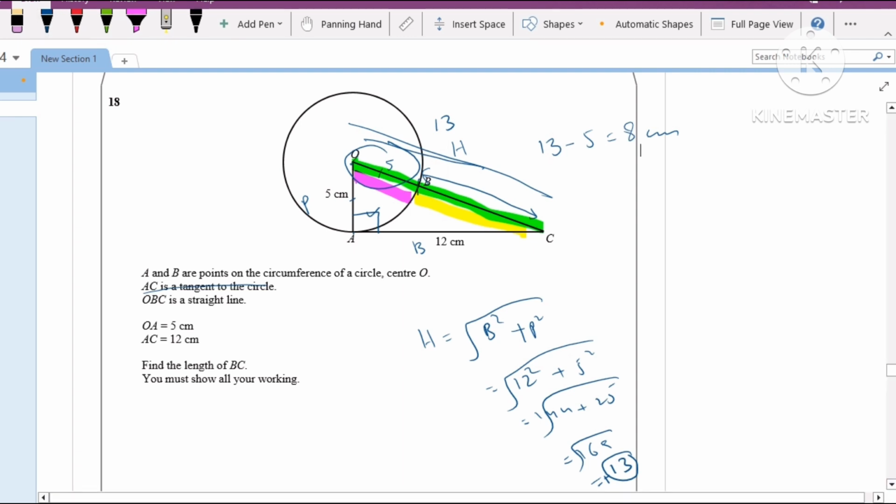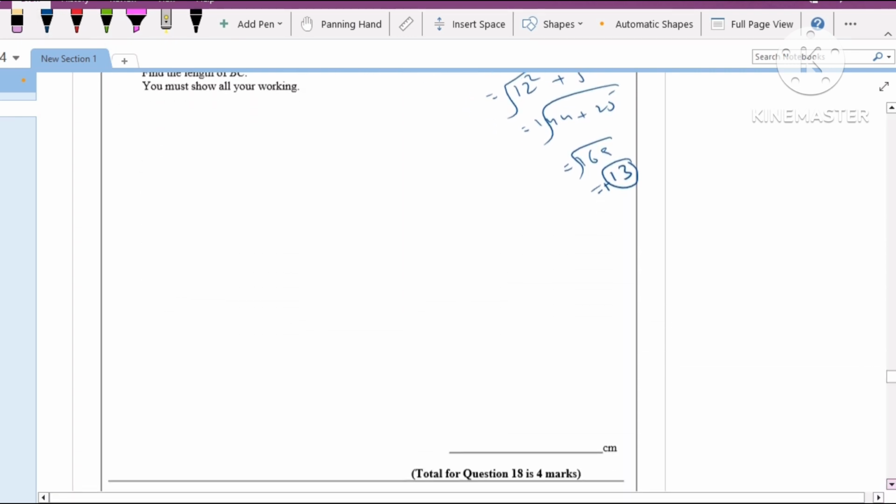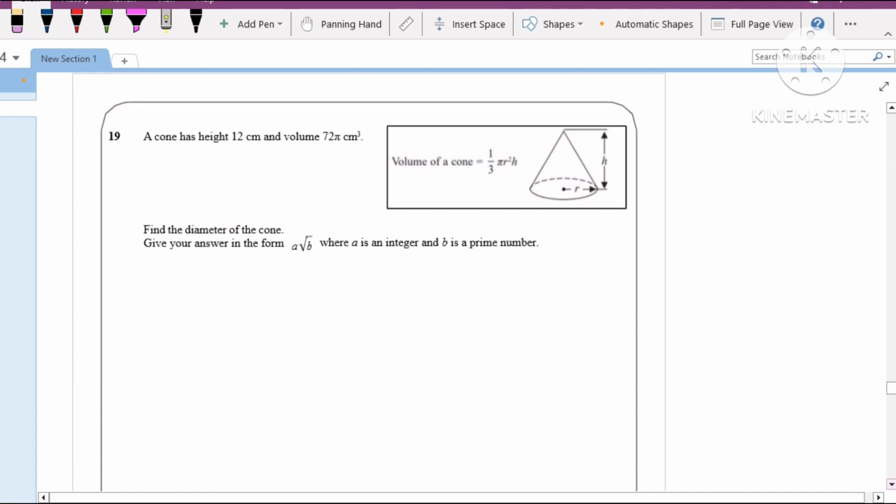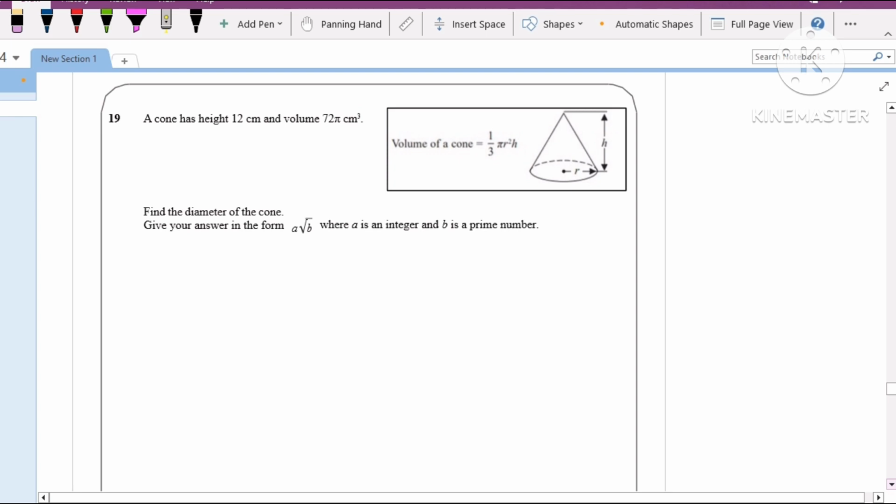Move to question number 19 now. Okay, this looks like a question from volume, surface area of prisms, like cone. A cone has a height given, volume is given. So this is the clue, it means we have to use the formula for volume anyway. Find the diameter. Okay, diameter we have to find, but in the formula it's radius. We will find the radius and double it, because diameter is equal to 2 times radius. So volume is given, so write down the formula.